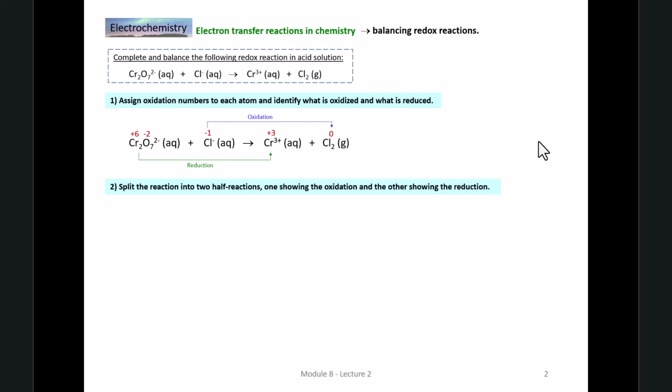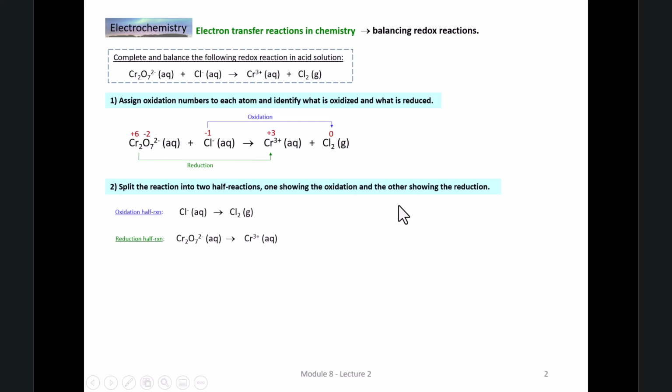So now that we've done that, we're going to split this reaction into two so-called half reactions. One half reaction showing the oxidation and the other showing the reduction. So let's do that. The oxidation half reaction would be the part of the reaction involving oxidation, which would be chloride going to chlorine. So I'm just going to write that right here. And I know this isn't balanced, but I'm just dragging it out of our starting equation and writing it here because it represents an oxidation.